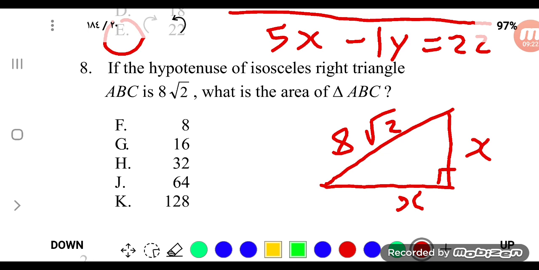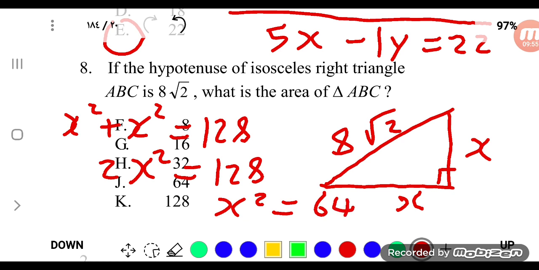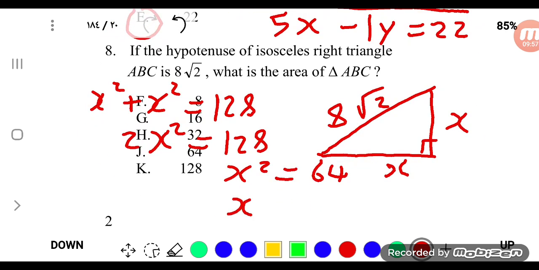So we can do Pythagoras here. X squared plus x squared equal the square of the hypotenuse, 64 times 2. This is 128. Here you get 2x squared is equal to 128, and this means x squared is equal to 64, which means x is equal to 8.